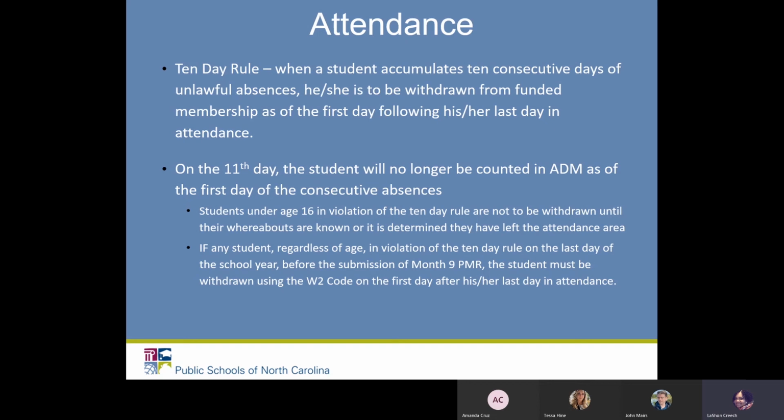Except students under 16 are not to be withdrawn until it is determined their whereabouts or they have left the attendance area. I will repeat that part. Students under 16 are not to be withdrawn until it is determined their whereabouts or they have left the attendance area. If a student is in violation of the 10-day rule on the last day of the school year, regardless of age, the student must be withdrawn as a W-2 before submitting the month 9 PMR.